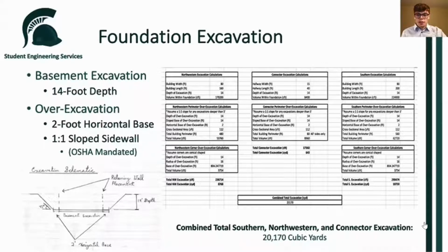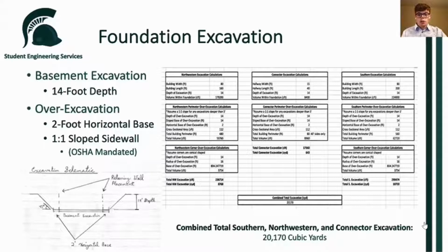This over-excavation consists of a 2-foot horizontal section outside of the basement perimeter for workers to stand on while constructing the retaining walls, as well as a 1-on-1 sloped sidewall for climbing out in the case of an imminent collapse. A diagram of this over-excavation can be viewed in the bottom left.